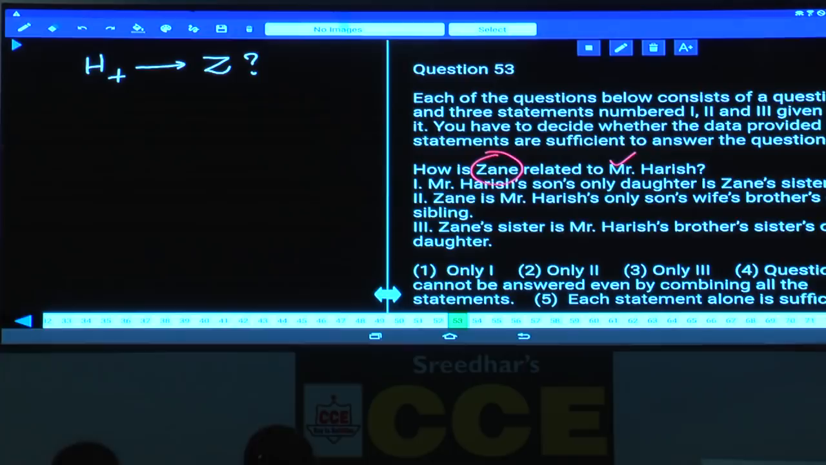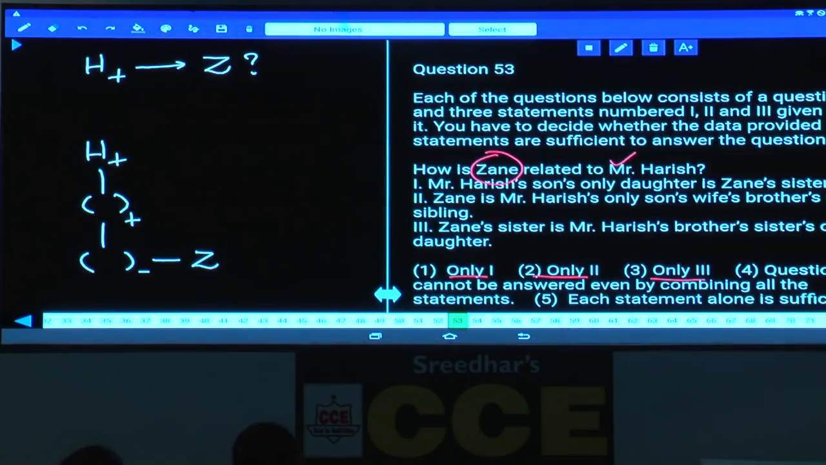And Mr. Harish's son. Mr. Harish is a male. Harish is having a son, because if you observe the choices, only 1, only 2, only 3 were there. Now, Harish's son's only daughter is Jane's sister. Harish's son is having only one daughter, and that daughter is Jane's sister.